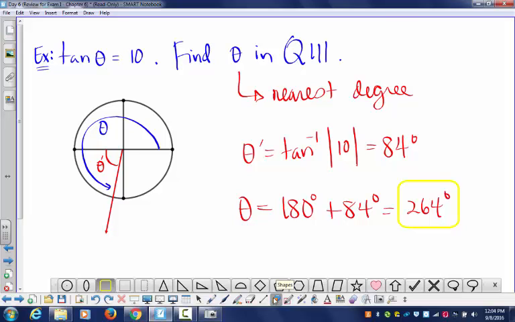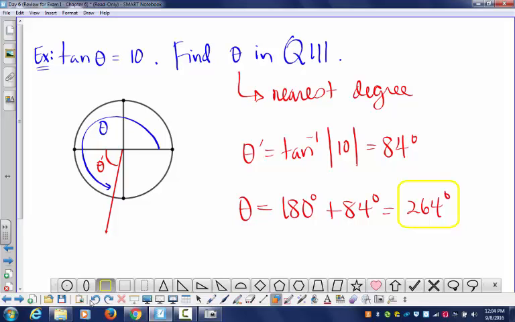If you look at the picture, that's why it's so important to draw the picture, because it should make it a little more obvious. If we are trying to find the measure of this blue angle all the way around there, we're going to go to 180, and then we have to add that red piece. The red piece is the part we found with our inverse trig function, so we're going to add 180 to the reference angle. That will give us our angle in quadrant 3.